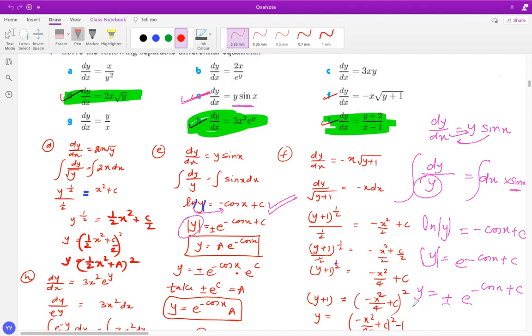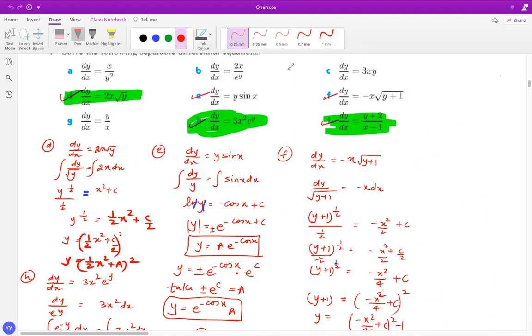If you want to simplify further, you can break this power down and you get y is plus or minus e to the power negative cos x times e to the power c. Plus or minus e to the power c is another constant, so I can take that as a. So y equals a times e to the power negative cos x. This is the general solution of this equation.